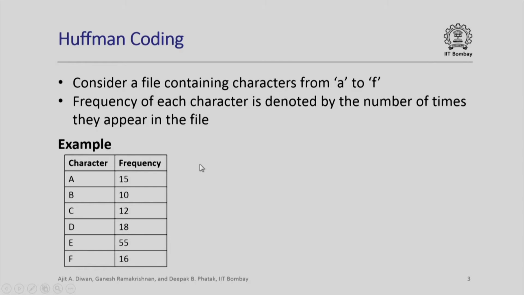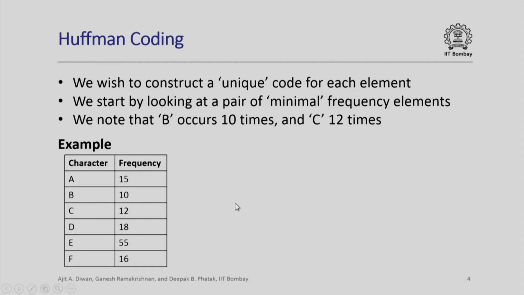Consider a file which contains different characters between A to F, and consider that the frequency of each character is counted by the number of times it appears in the file. Let us assume that the characters appear in this fashion: A appears 15 times, B appears 10 times, etc. Notice that E appears 55 times. So, B appears the smallest number of times and E appears the largest number of times. Different characters appear a different number of times. We will now try to use this frequency attribute to design a code for every individual character.